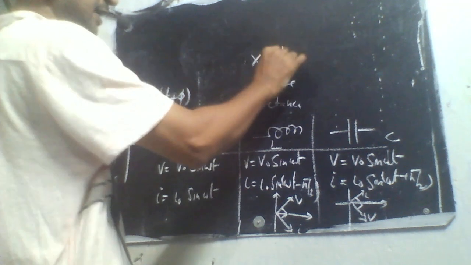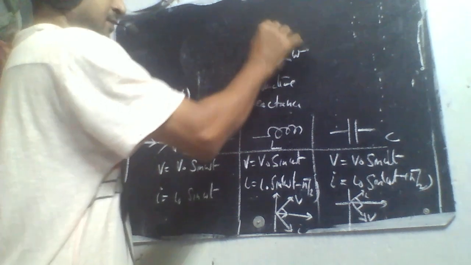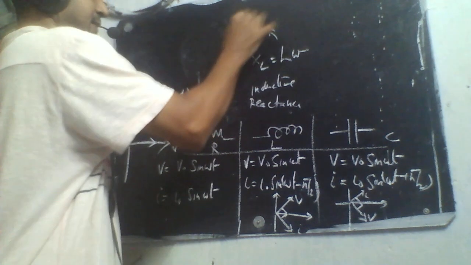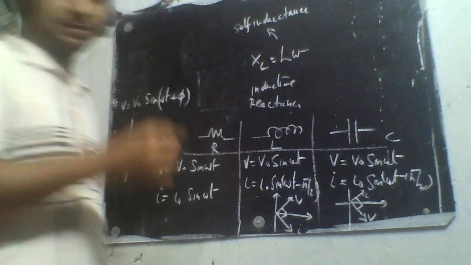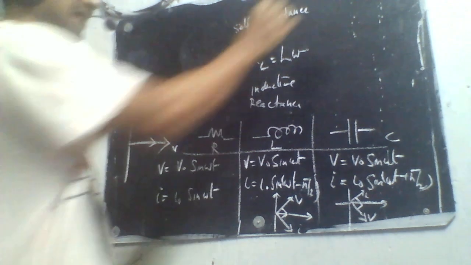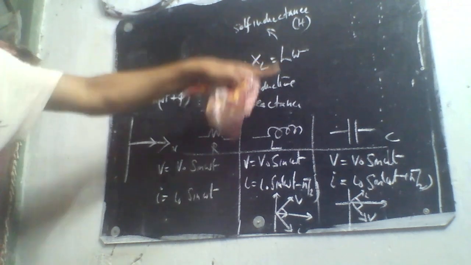Similarly, XL can be written as L omega. What do you mean by L? L is self-inductance, denoted by L, and the unit is Henry. So in some questions, if you see Henry, it means L.